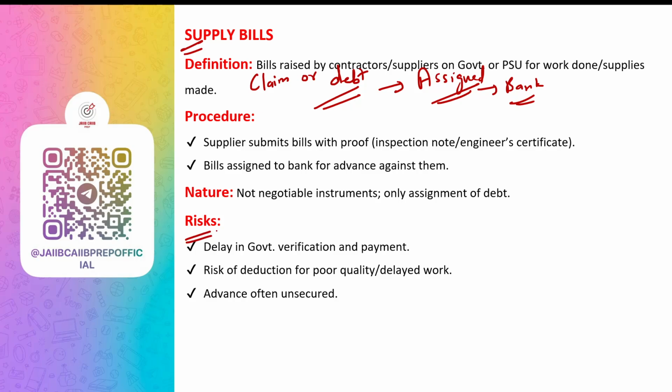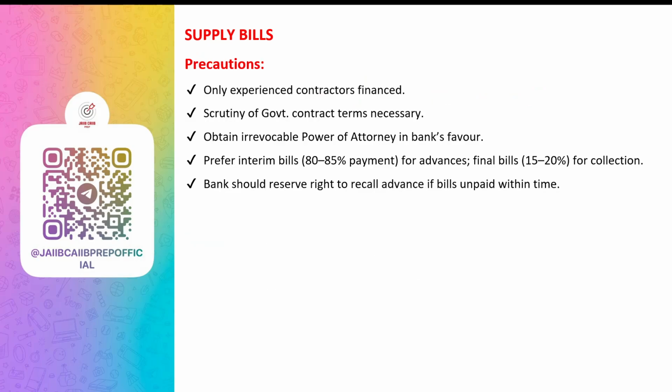So there can be delay in payment. Government procedures are sometimes lengthy and advances may take long to liquidate. Bills may not be passed for full value if goods are defective, delayed or unsatisfactory. So there is a possibility of deduction. Government can adjust dues against tax penalties or damages. So counter claims can be there, set-offs can be there. And since the charge is by way of assignment only, it is almost like an unsecured advance.